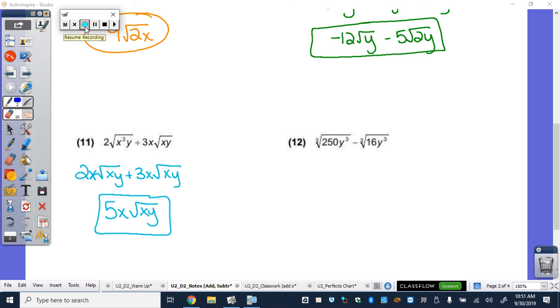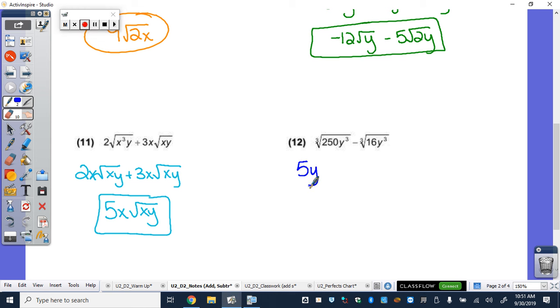For our last one there, some people get tripped up because that one's a cube root. So you got to think of different perfects. You're not thinking perfect squares this time. You're thinking of perfect cubes this time. So what is our largest perfect cube that could go into 250? 125. Cube root of 125 would be 5.